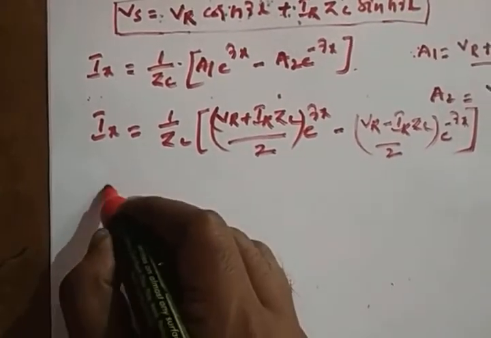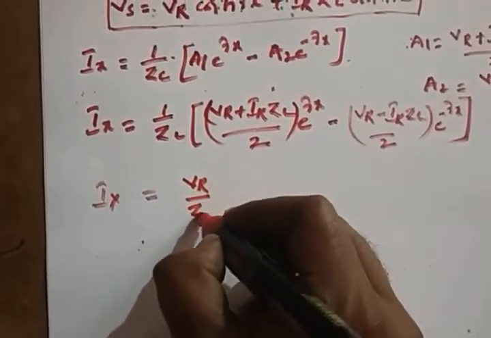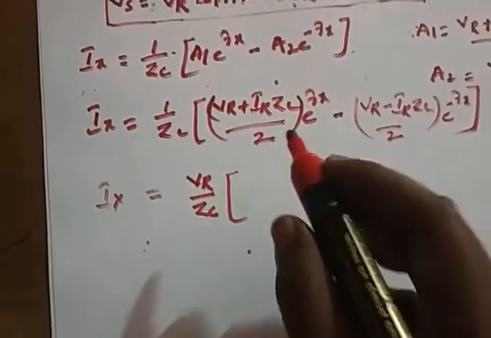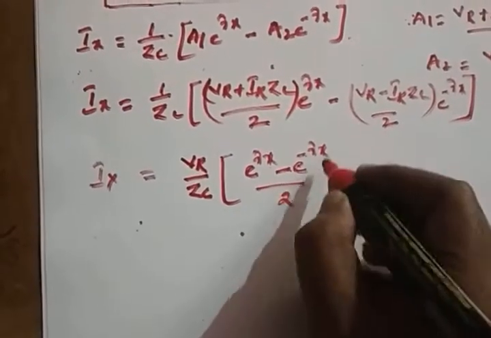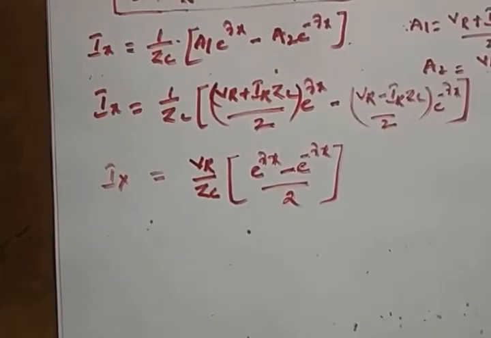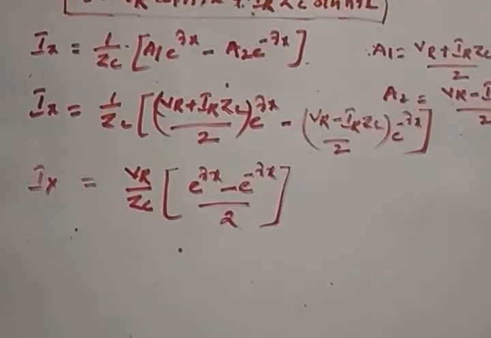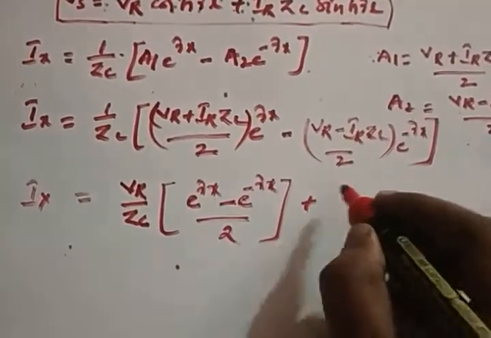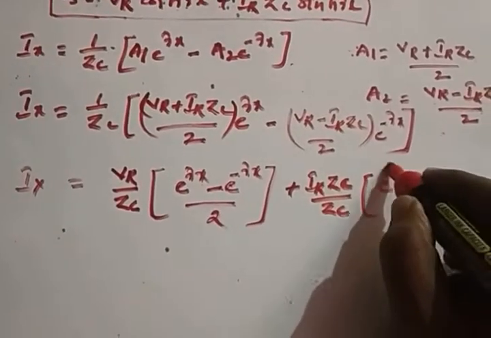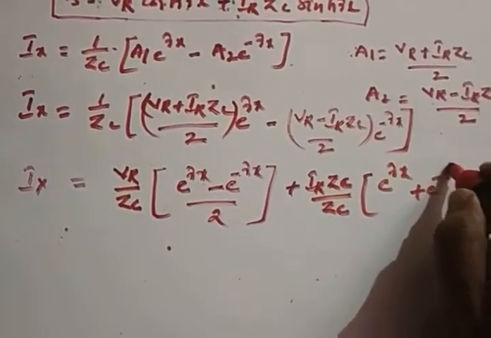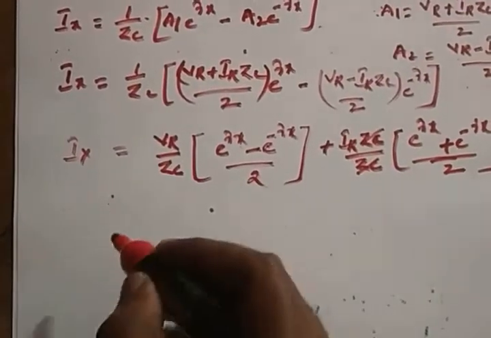So from this, VR common. Here you will get VR by ZC times e power gamma x minus e power minus gamma x by 2. And here you will take IR ZC common, plus IR ZC, one more ZC is there. So e power gamma x plus e power minus gamma x by 2. Simple mathematical calculations, right? ZC just gets cancelled.